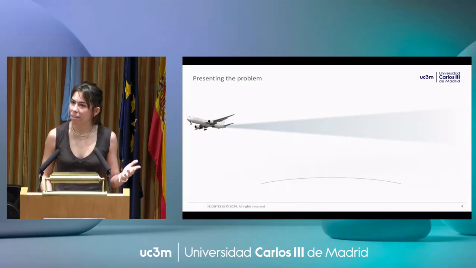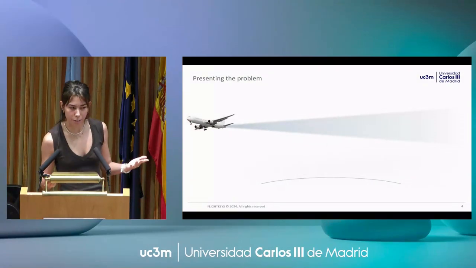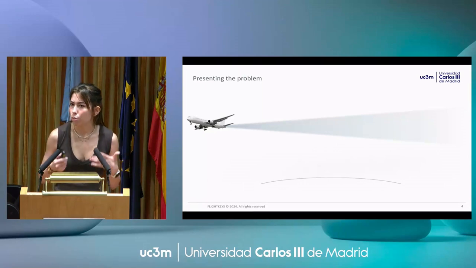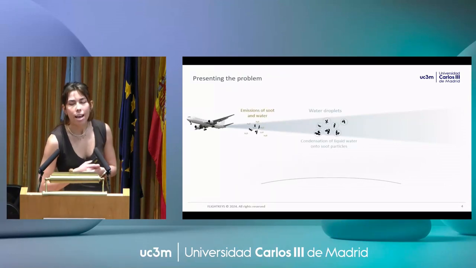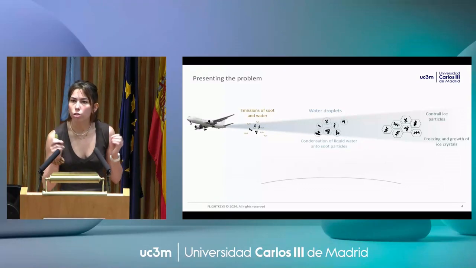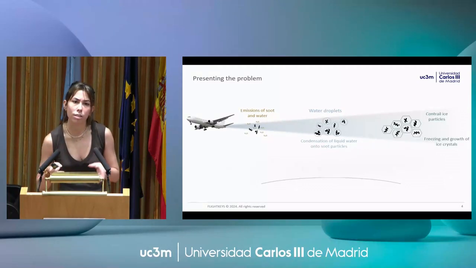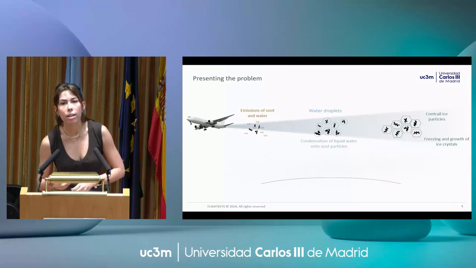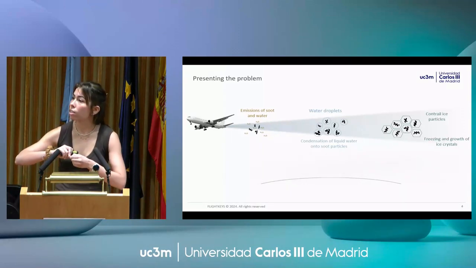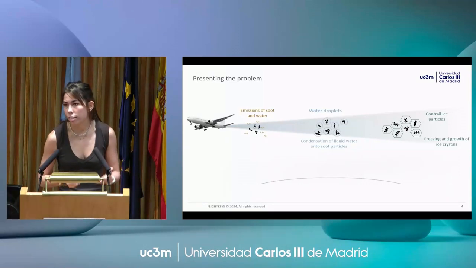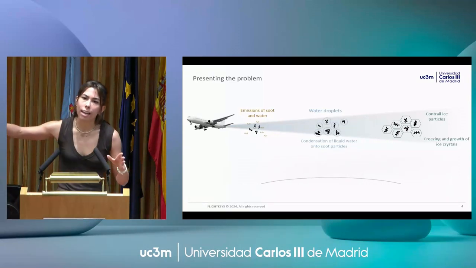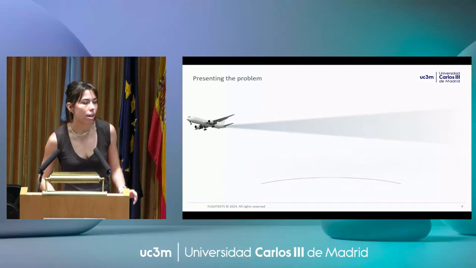So before we begin, even though Irene has already made a very good presentation, let's introduce the problem. Contrails are those thin white lines that we see in the sky when we fly. They appear when the hot exhaust gases enter into contact with the cool ambient air, and then the soot particles act as condensation nuclei for the water vapor around it. They condense and they freeze because it's very cold, forming a cloud behind the aircraft.